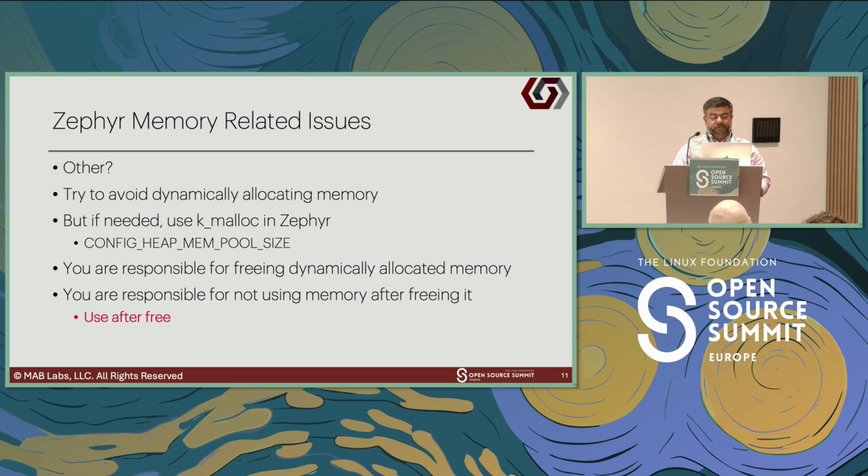What about some other memory-related issues in Zephyr? I generally try to avoid dynamically allocating memory.